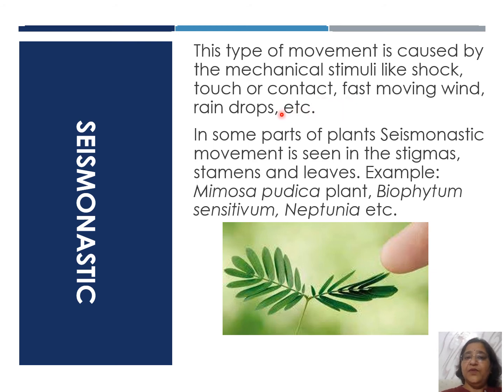Even the fast moving wind and raindrops can also cause movement in the plants. In some parts of the plant, seismonastic movement is seen in the stigmas, stamens, and leaves. The best example to explain the seismonastic movement is the Mimosa pudica. This is also known as the touch-me-not plant. You must have heard of this plant. Touch-me-not plant, we also say Lajvanti.